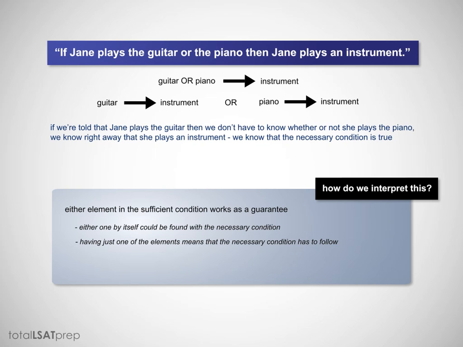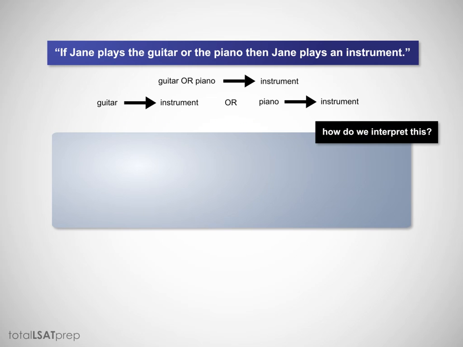So if we're told that Jane plays the guitar, then we don't have to know whether or not she plays the piano. We know right away that she plays an instrument. We know that the necessary condition is true. Another way of thinking about it is that having an or in the sufficient condition is the same as having two conditionals joined by or. So, if the necessary condition isn't met, neither one of the elements in the sufficient condition can be true.